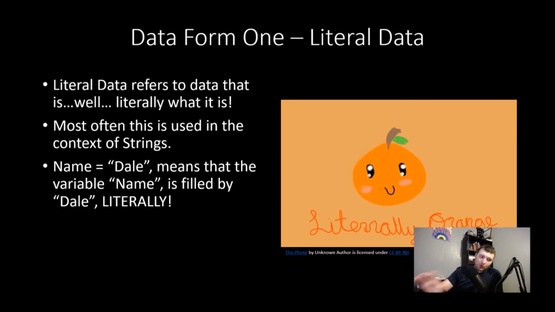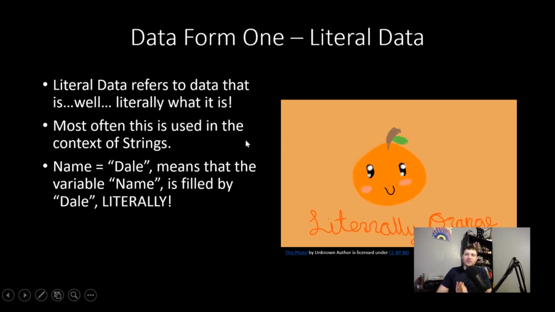Okay, let's talk about the 3 forms of data. We had 2 types of data. They were numeric and they were text. There are 3 forms of data, right? Literal data. Literal data refers to, well, exactly what you think it is, right? Literally orange, right? This is an orange, and it is literally an orange. This is written literally in the color orange. Orange refers to exactly what it is.